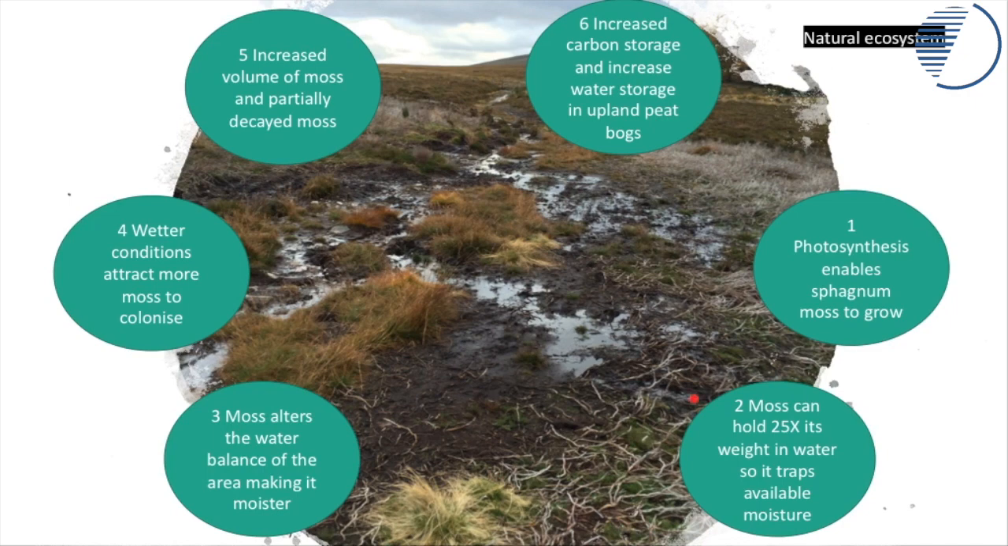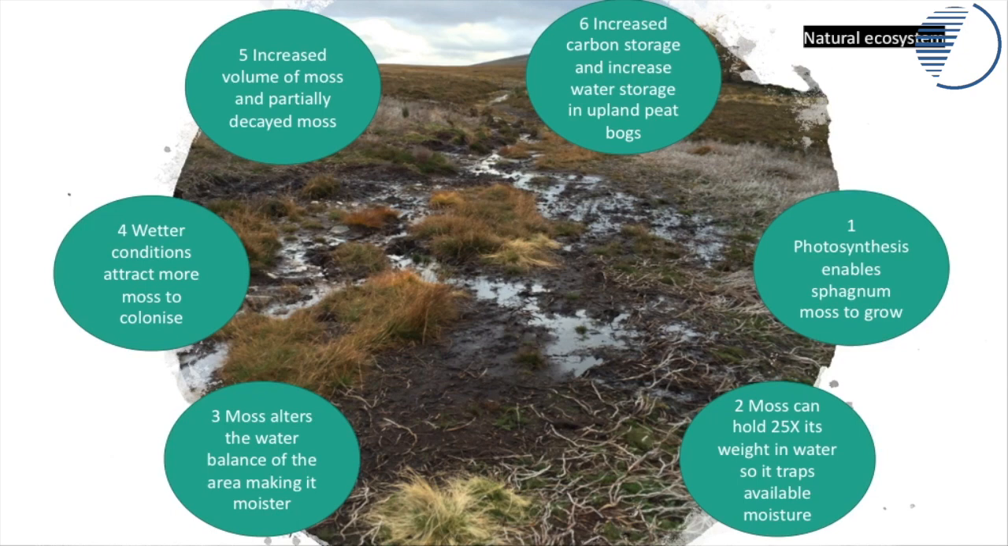Sphagnum moss is unusual because it can hold 25 times its weight in water. It traps all available moisture. It acts like a mega sponge, and when it does that, it is altering the water balance of that area and making it much, much wetter. So the bog moss will build up, and wetter conditions then will attract more moss to colonise. So the moss itself, which is growing and adding water, then changes the environment and adds to the colonisation of more moss.